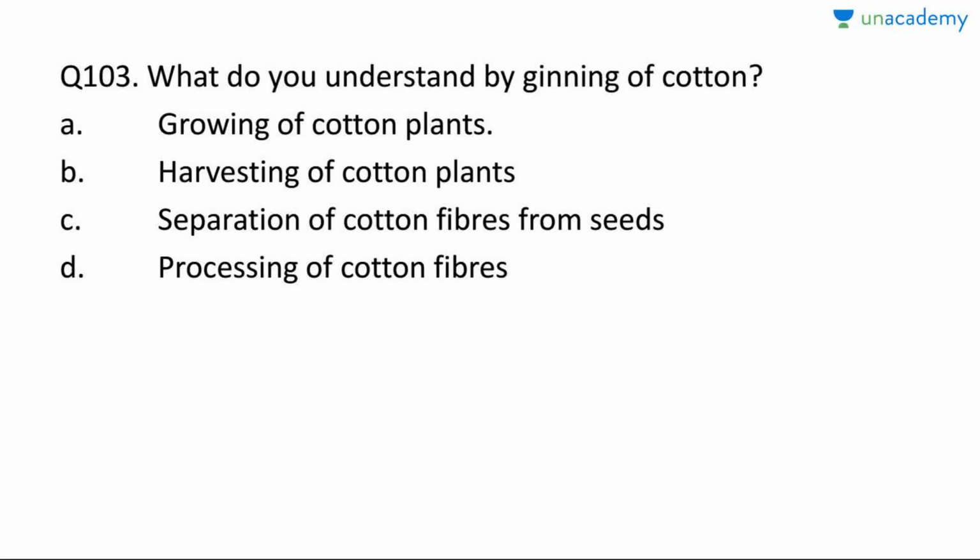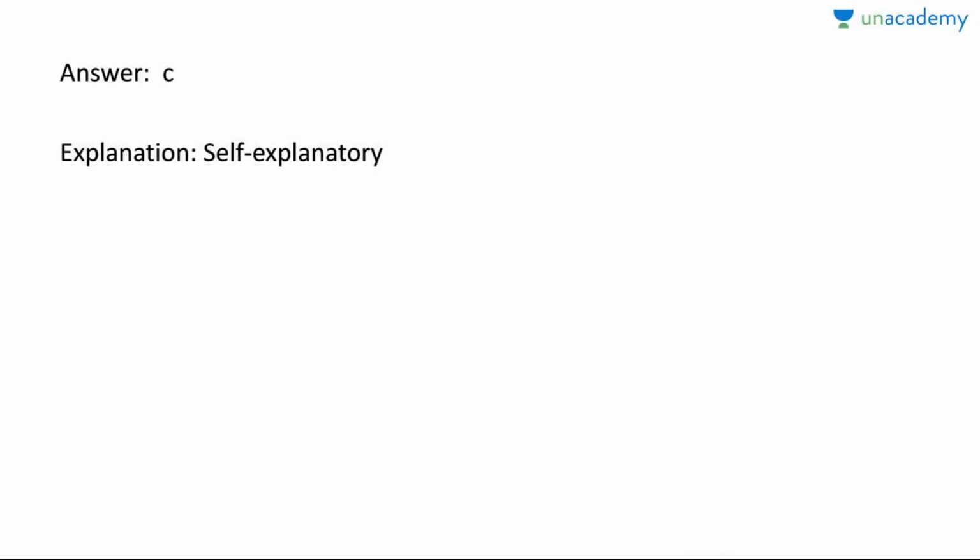Question number 103. What do you understand by ginning of cotton? So if anybody of you belongs to a farmer family like I do, cotton is a very simple plant, where kapas bolte hain isko Hindi mein. So what we do is we take these cotton fibers and we separate them from seeds. Earlier we used to do it by hand, now there are machines. Now this process of separating the cotton fibers from the seeds is called as ginning of cotton. Okay, so answer here is C. Separation of cotton fibers from the seeds is called as ginning of cotton.